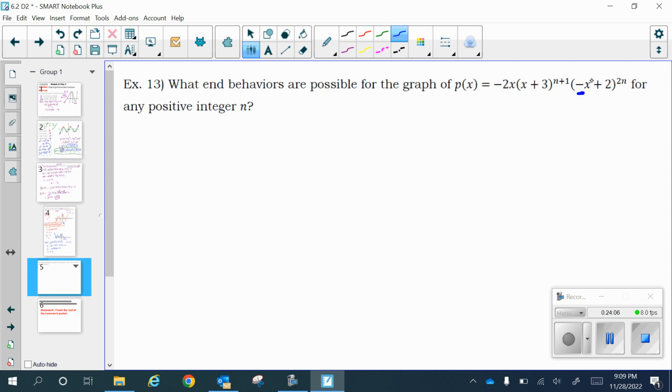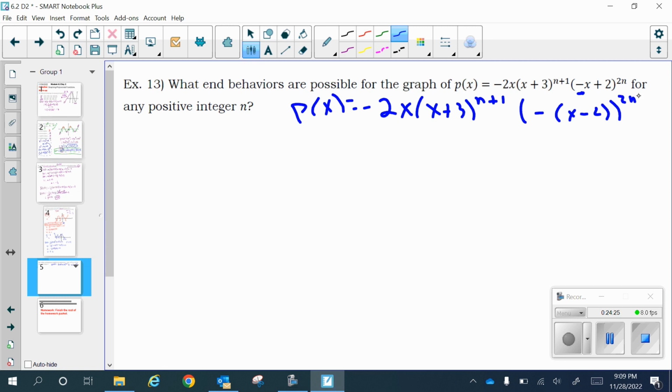I don't like this negative right there. So first I'm just going to rewrite this. P(x) = -2x(x + 3)^(n+1), and when I factor out that negative, I get (-(x - 2))^(2n). That negative kind of bugged me. I don't like having it on the x itself, so I'm going to factor it out and have it like that. All right, so that's what my P(x) is.